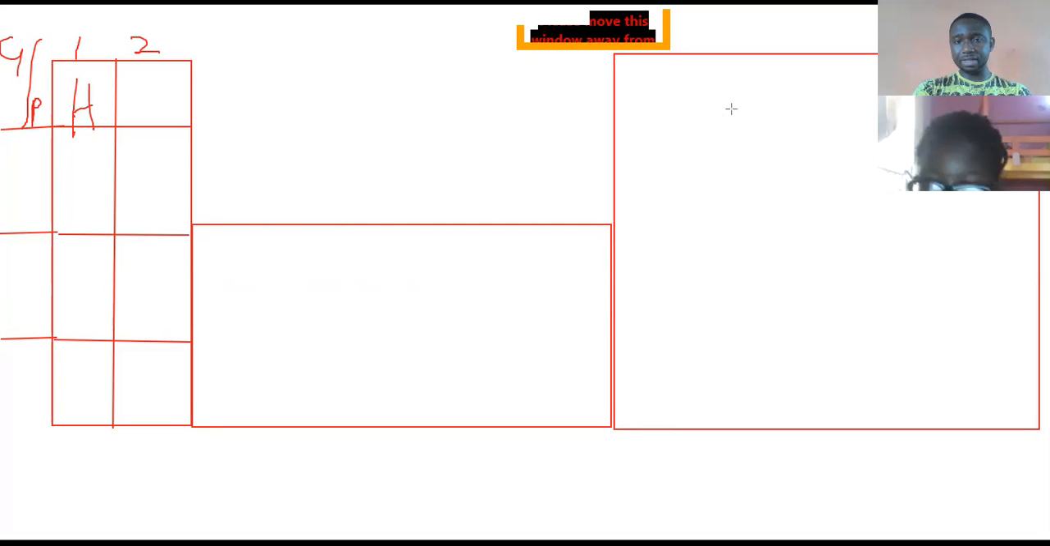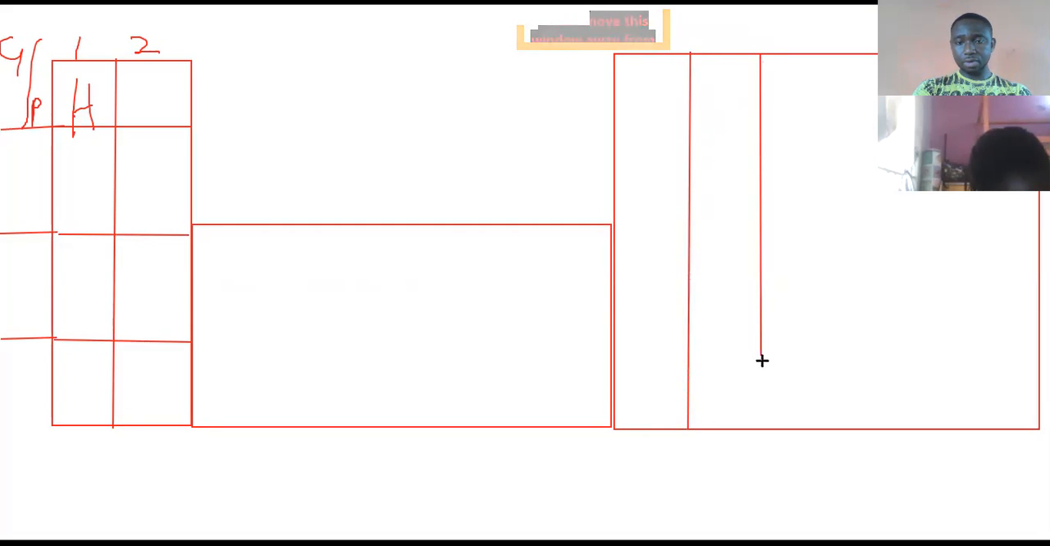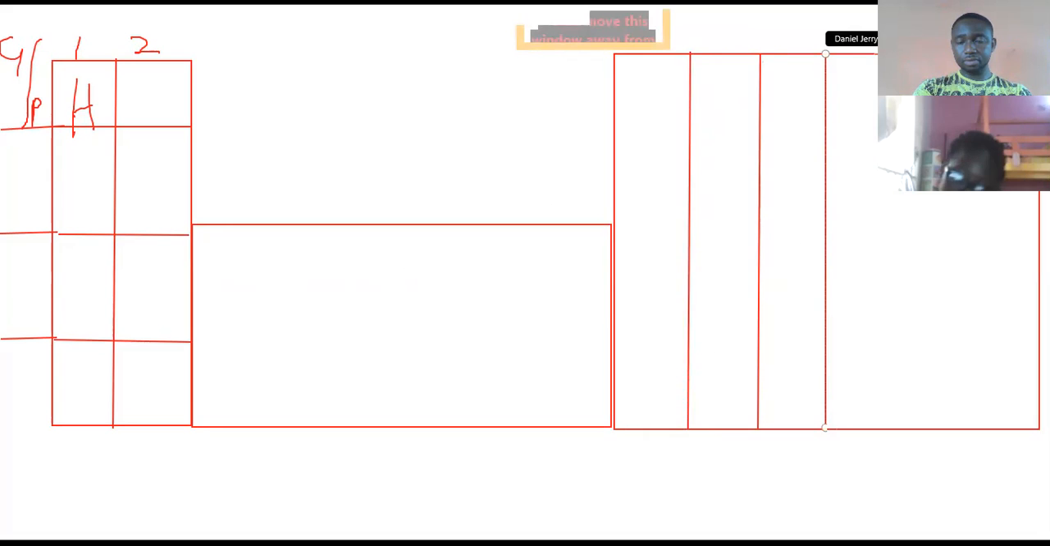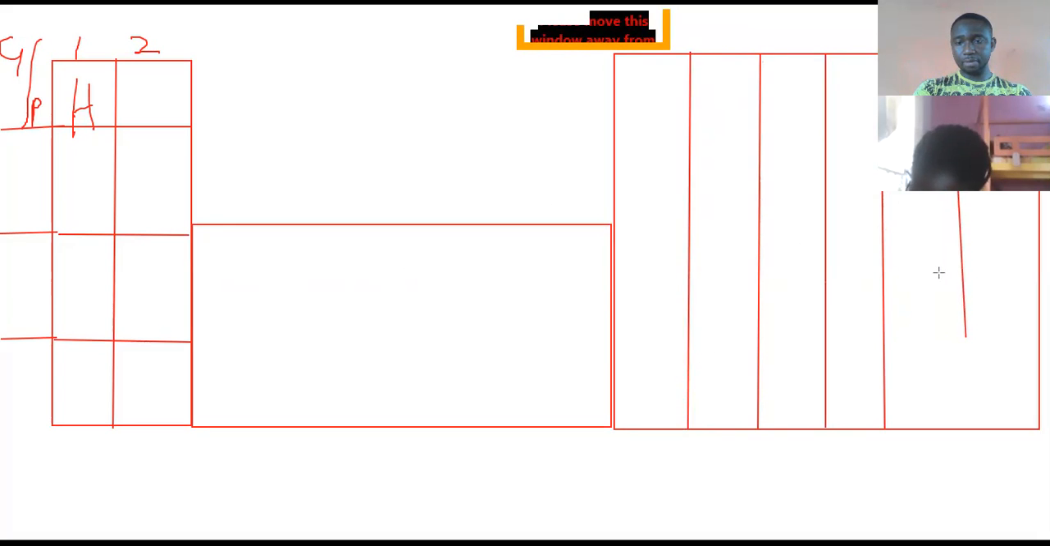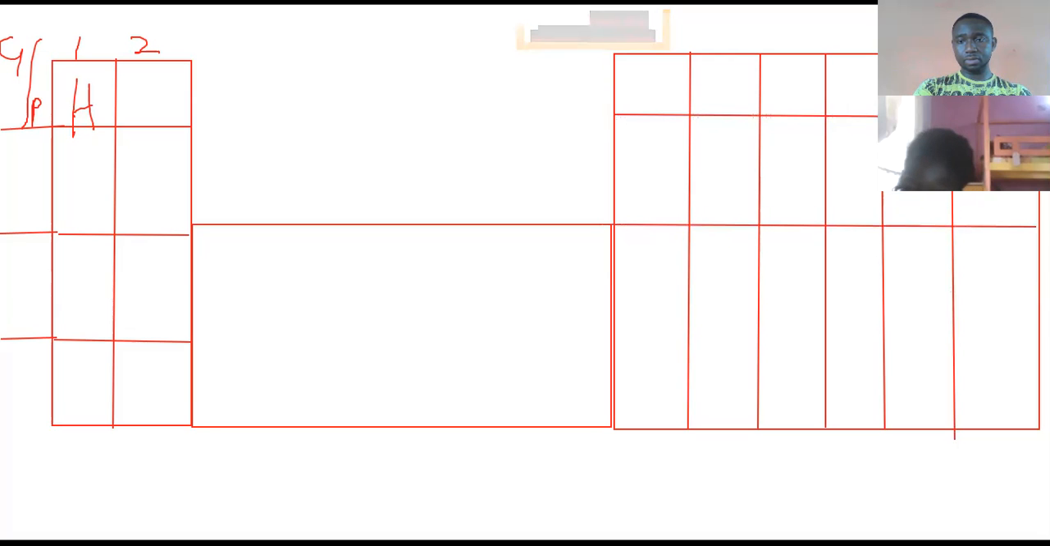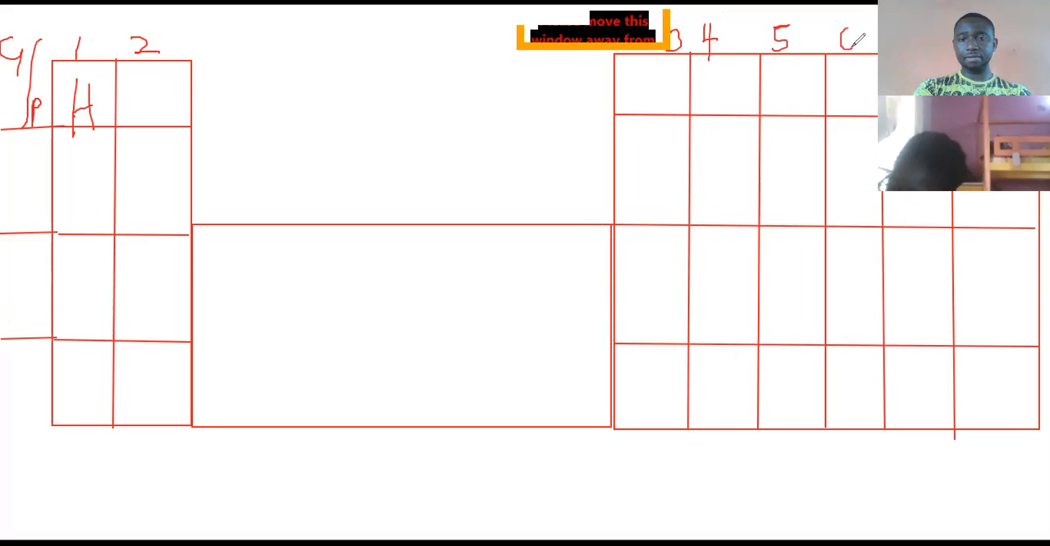Now these are the group of transition elements. Now let's come to, this is group 3. Group 4. Group 5. Group 6. Group 7. And we can keep that one as group 8. Now let's change this. Let's make this group 3, group 4, group 5, group 6, group 7. We are calling it group 8, or we can call it group 0.